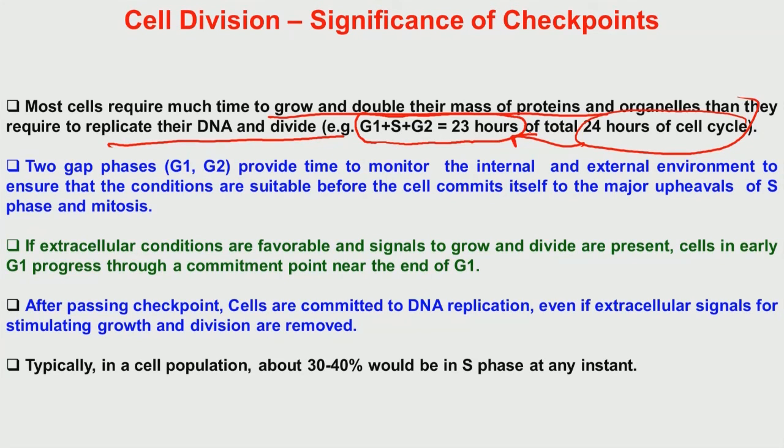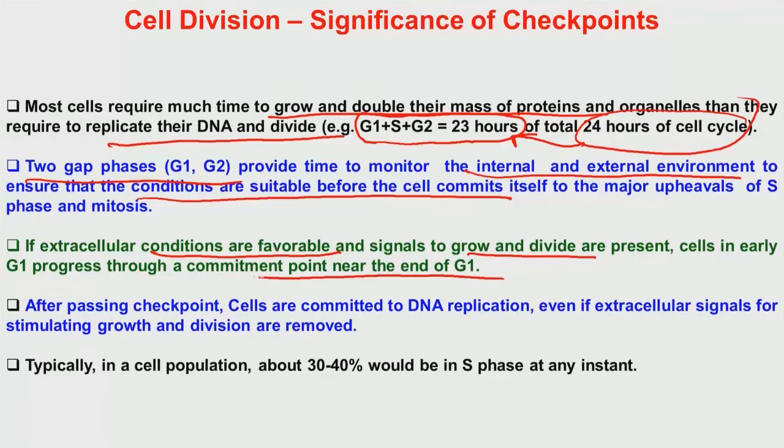The second point is that the 2 gap phases, G1 and G2, provide time to monitor the internal and external environment of the cell to ensure that the conditions are suitable before the cell commits itself to the major upheavals of S and M. And if the extracellular conditions are favorable and signals to grow and divide are present, only then the cell is committed to go to S near the end of G1.